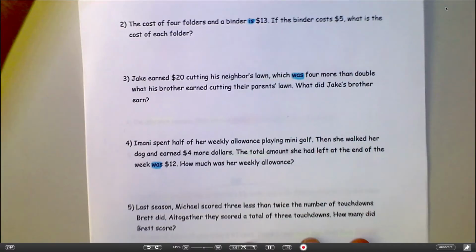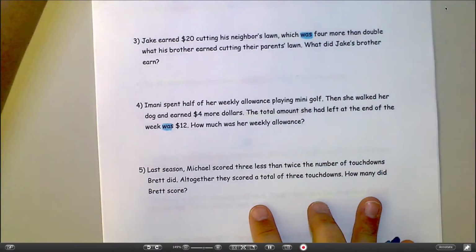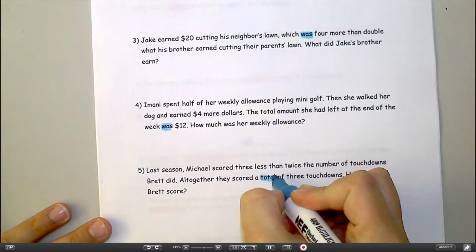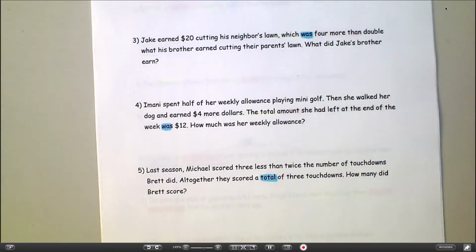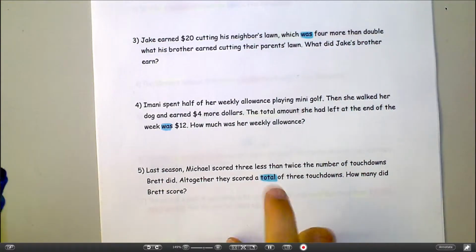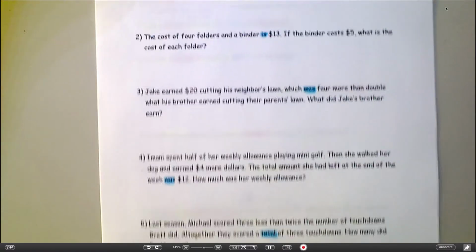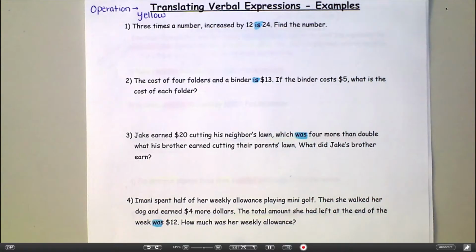And then if I look down at this last one, I believe, does not have the word is, the literal word is. But here it says altogether they scored a total of 3 touchdowns. Total is another one that can sometimes mean equals. In fact, a lot of the times it means equals. I would say is way more common, but in this case it's total. So if those words aren't on your group's website yet, it might not be a bad idea to go back after you watch this video and add them. See if you can be the first one to do that.